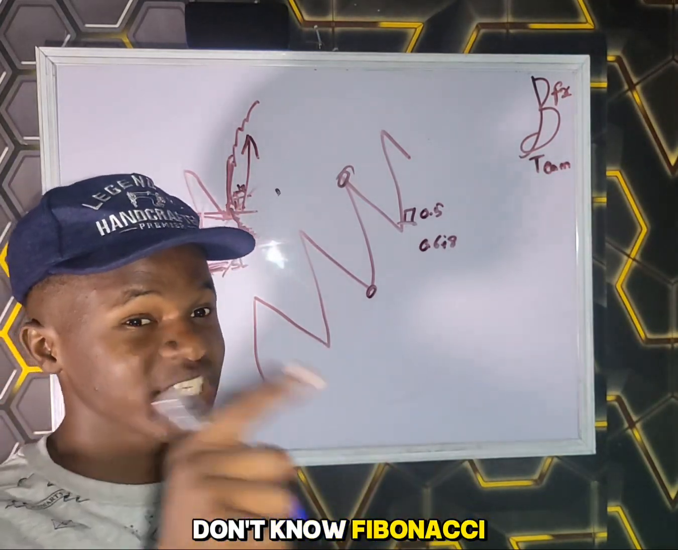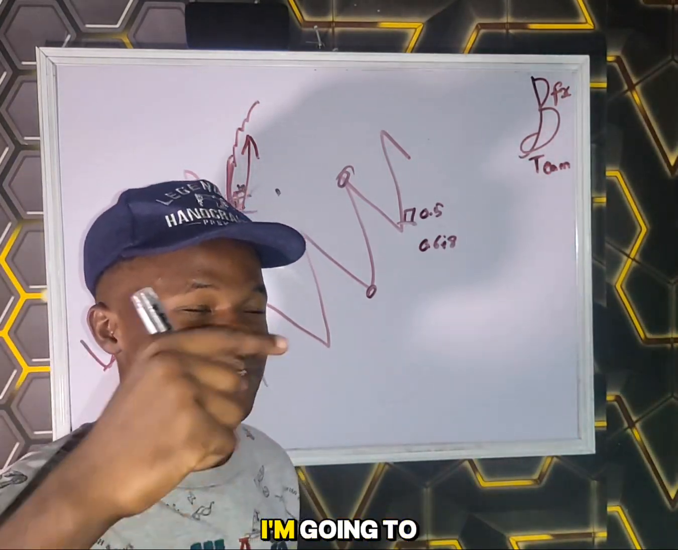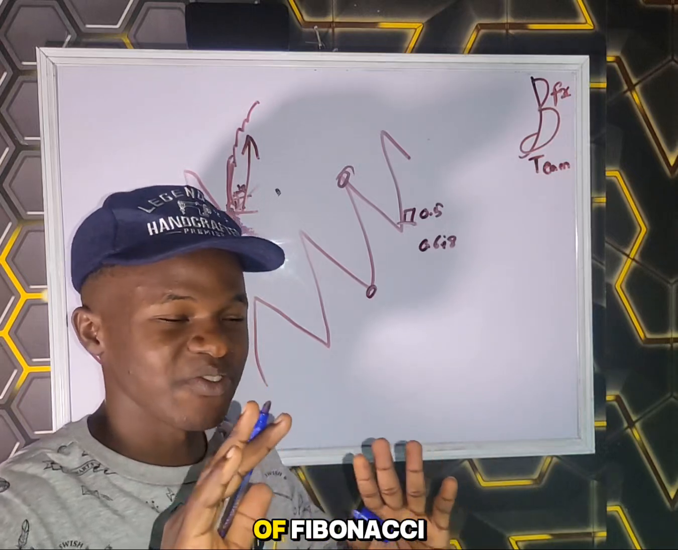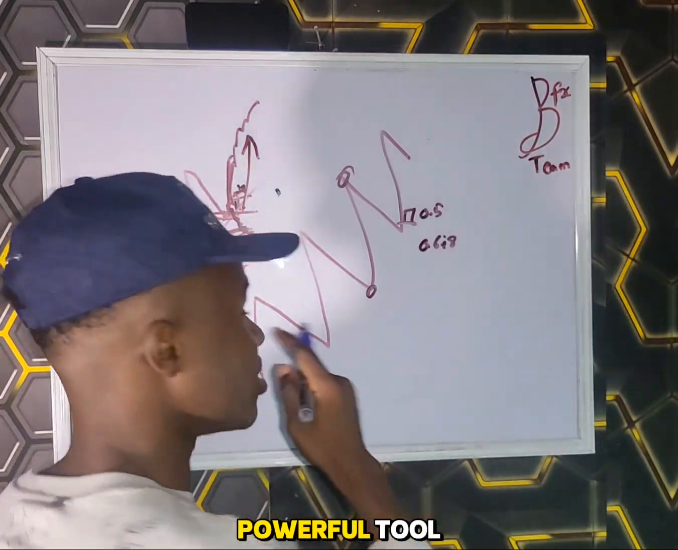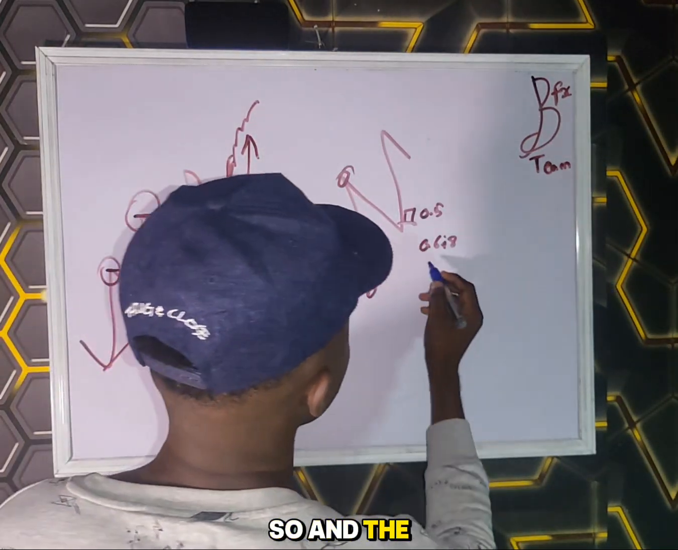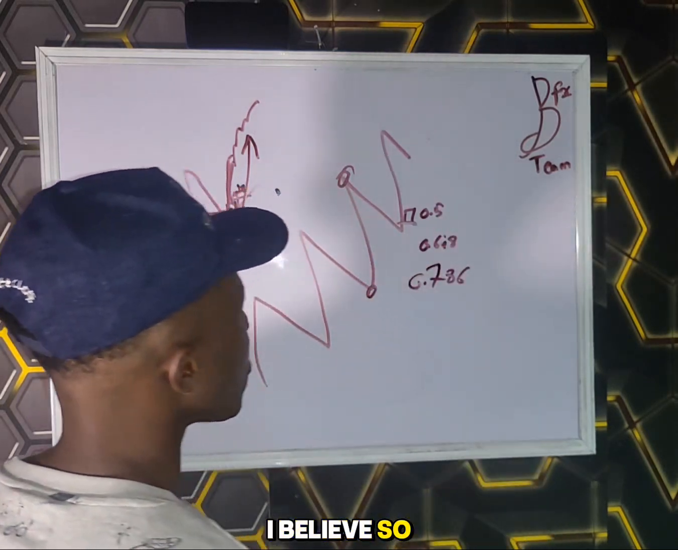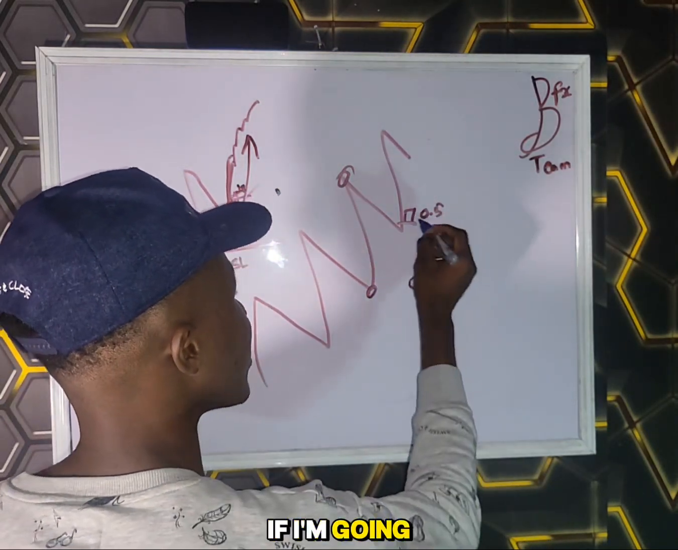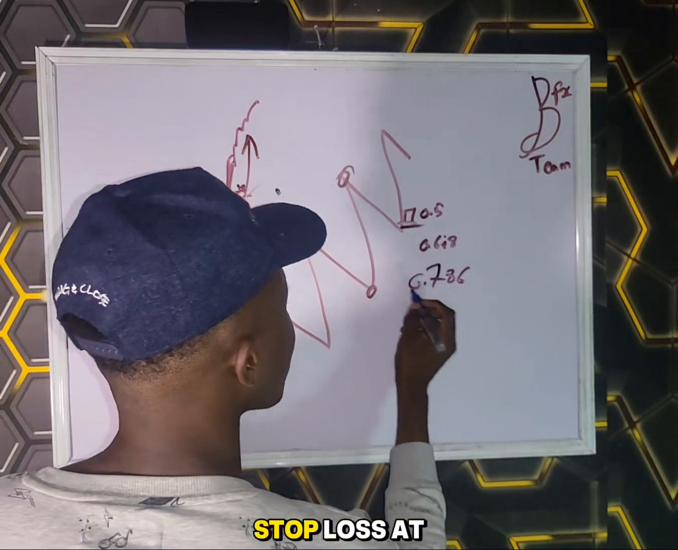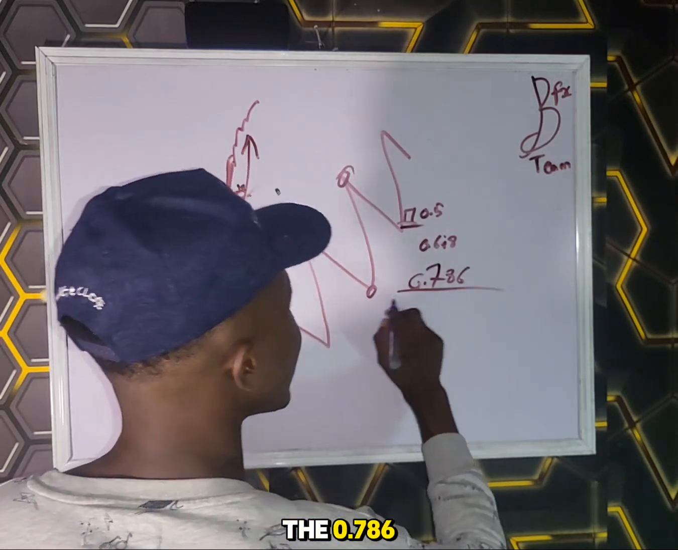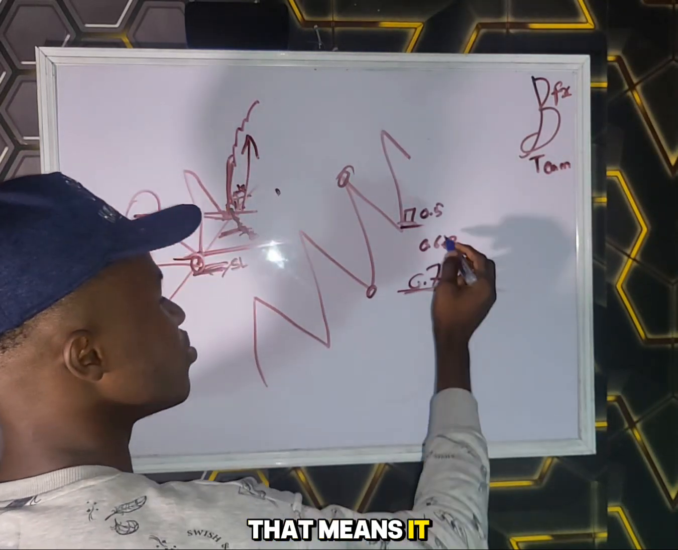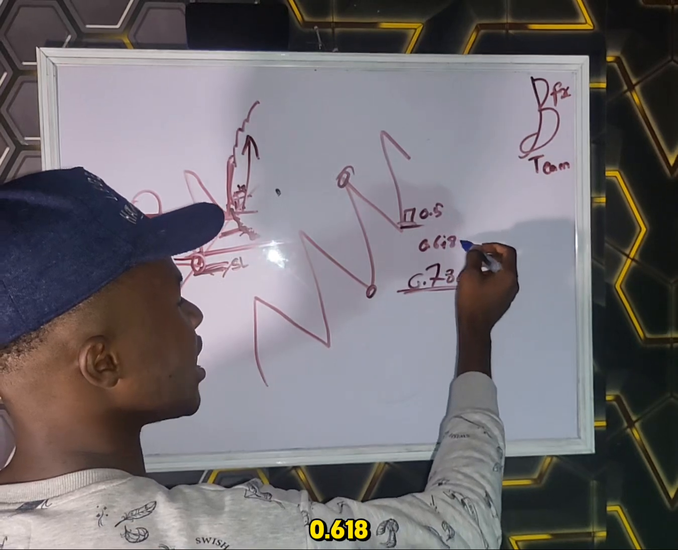For most of us who know Fibonacci, this will be good for you. But if you don't know Fibonacci, comment in the comment section. I'm going to make a video on how to make use of Fibonacci because it's a powerful tool. And the next one is 0.786, I believe. If I'm going to take a buy here, I'll put my stop loss at the 0.786. That means it will be below 0.618.